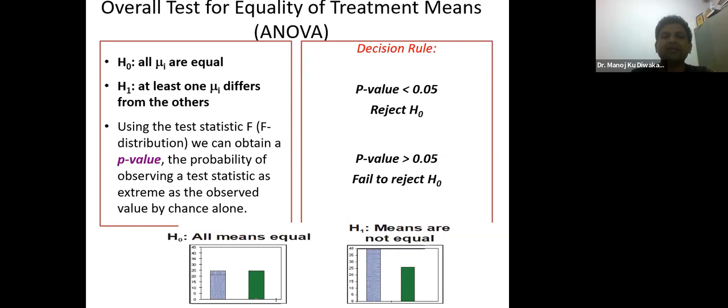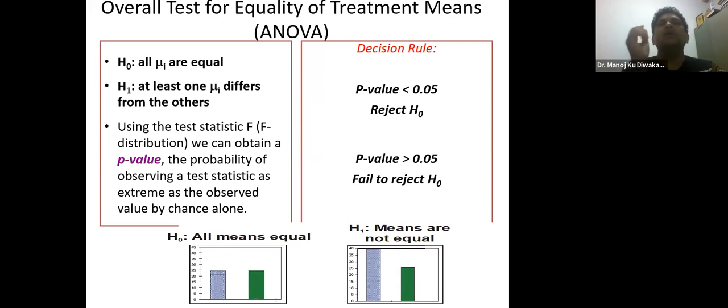For that we will be using the F distribution and F statistic, and we can obtain the p-value, the probability of observing a test statistic as extreme as the observed value by chance alone. So how can you make the decision? If the p-value is less than 0.05, that means rejecting H naught. If the p-value is greater than 0.05, we fail to reject H naught. This is the decision rule while we are doing the analysis of variance.